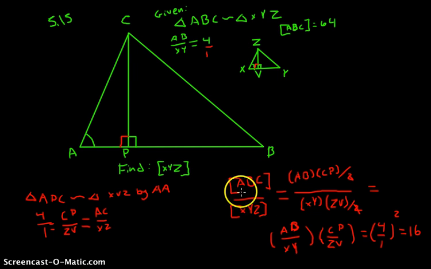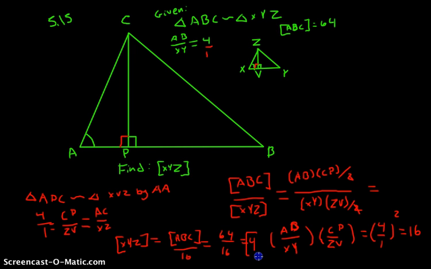Now that we have that the ratio of the area of ABC over XYZ is equal to 16, we can say the area of XYZ is equal to the area of ABC divided by 16. Because we were given the area of ABC, which is 64, this is just equal to 64 over 16, which is equal to 4. So that's the area of triangle XYZ.